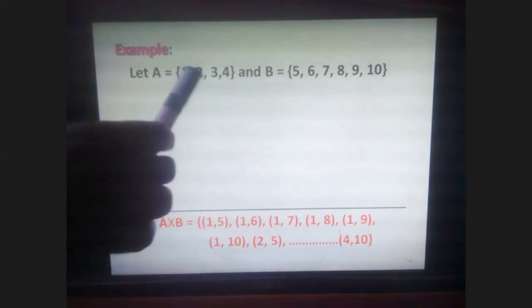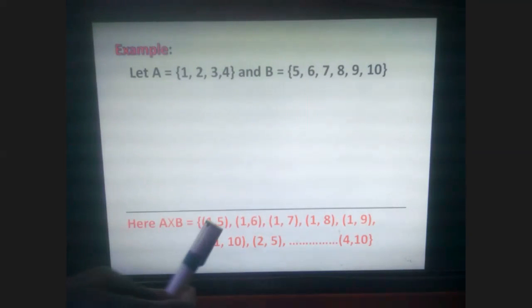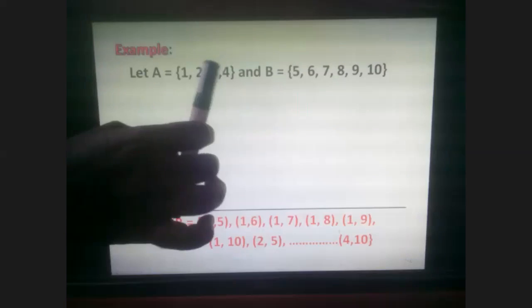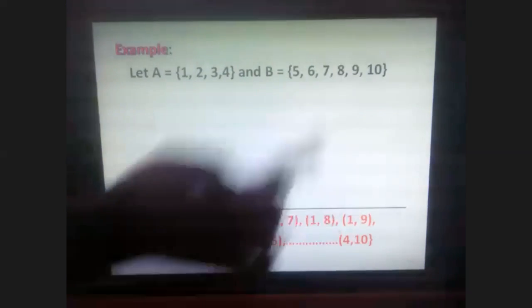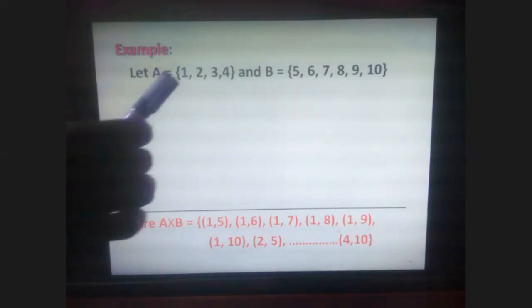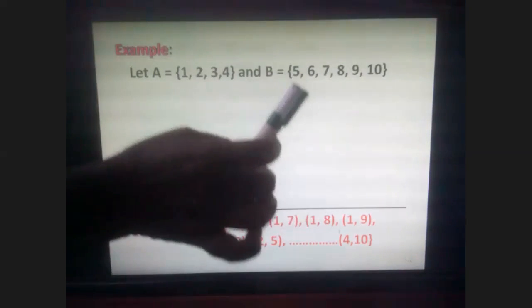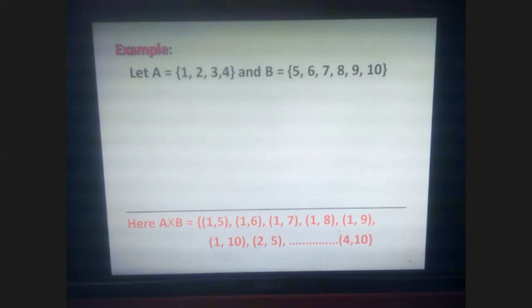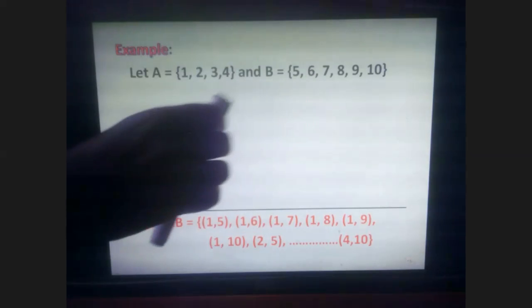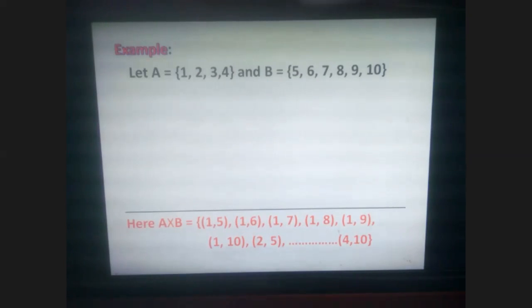When A is 1, 2, 3, 4, B is 5, 6, 7, 8, 9, 10, what is A cross B? 1, 5, 1, 6, 1, 7, 1, 8, 1, 9, 1, 10, 2, 5, 2, 6, 2, 7. Okay, that goes up to 4, 10. That is A cross B. How many elements in A cross B here? Here it is 4, here it is 6. So 24 elements will be there in A cross B. If A has m elements and B has n elements, A cross B will have mn elements.